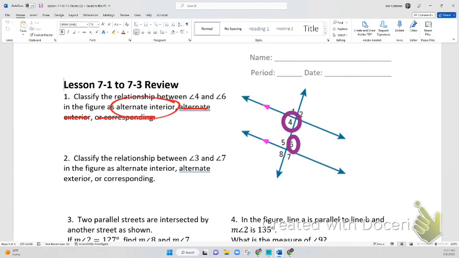Okay? For number 2, same exact deal. We're looking at 3 and 7. One of them is on the inside, one of them is on the outside. They can't be interior. They cannot be exterior. So look, the only thing I have left is corresponding, because if I were to cut it and then shift it, they would match. So for number 2, corresponding.